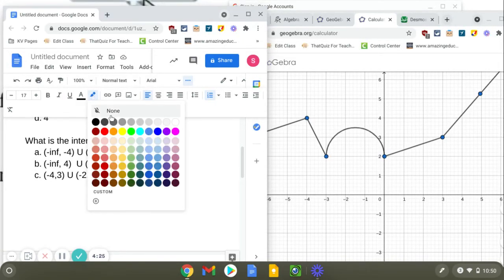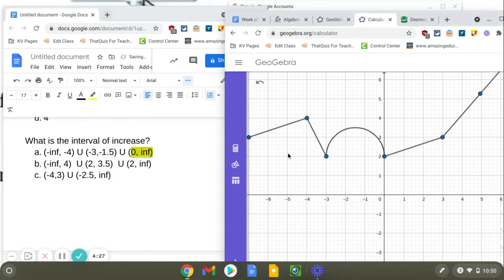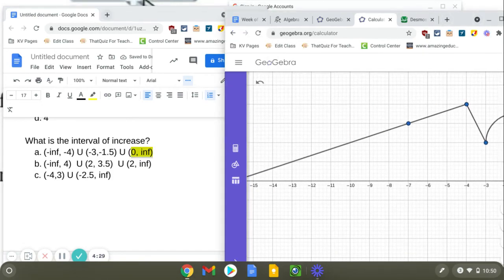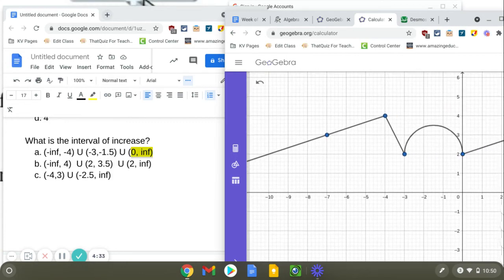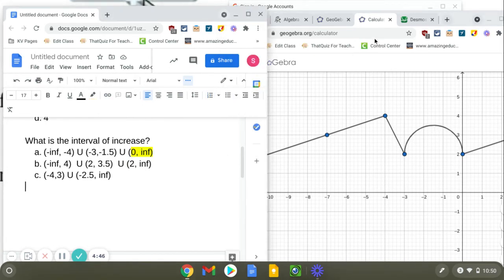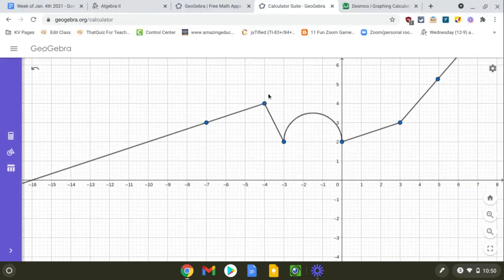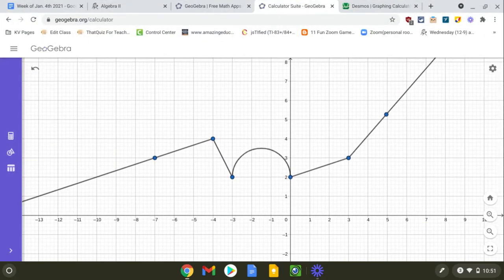That's it. Did it. It's also increasing, we already said this, from -infinity to -4. Okay, that's that spot. And it's also increasing from -3 to -1.5, which is about right here. All right, so that's half the quiz, and that's the difficult part.